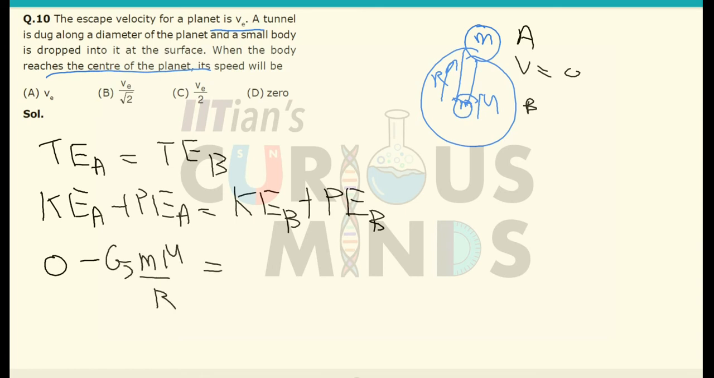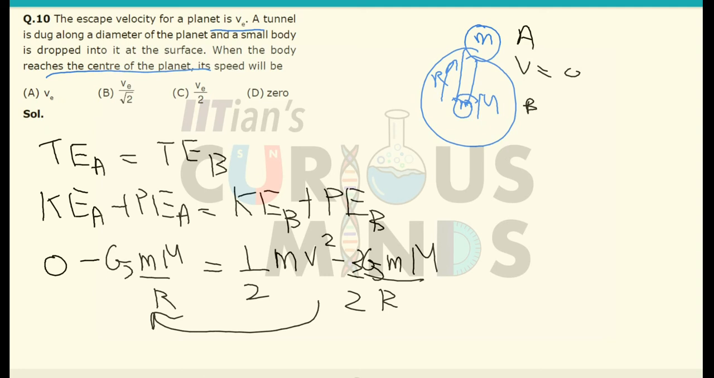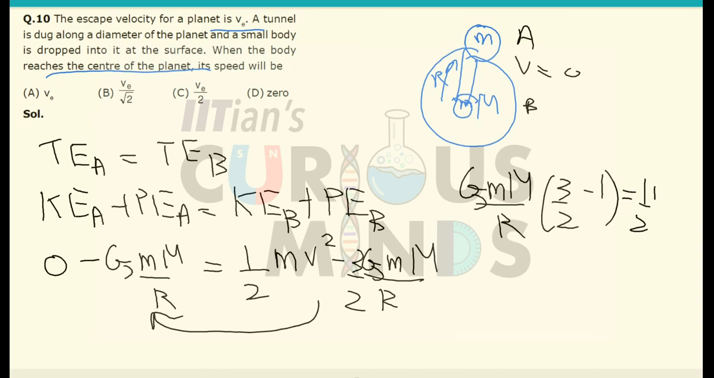Now the kinetic energy when it reaches the center, let it be equal to half mv square. The potential will be equal to minus GM divided by r into 3 by 2. This is the potential at the center, and when I multiply it by mass, I will get the potential energy. So basically when I shift this to the left hand side, I can take GMm by r common. It will be equal to 3 by 2 minus 1 is equal to half mv square.